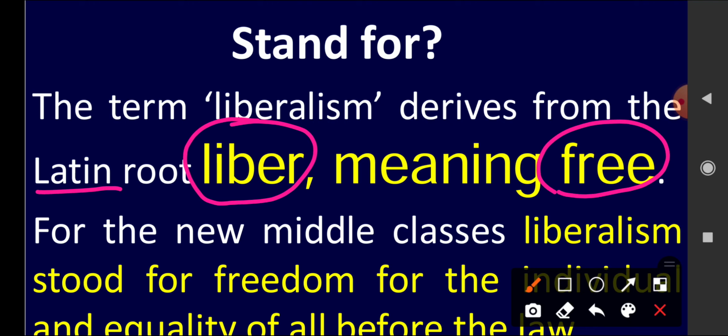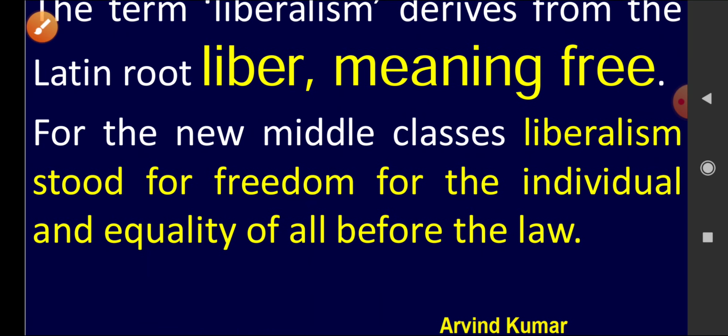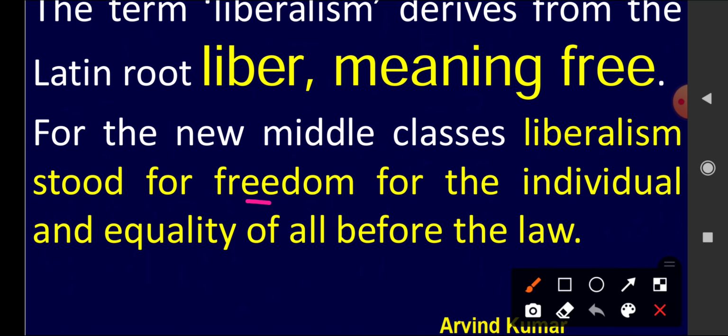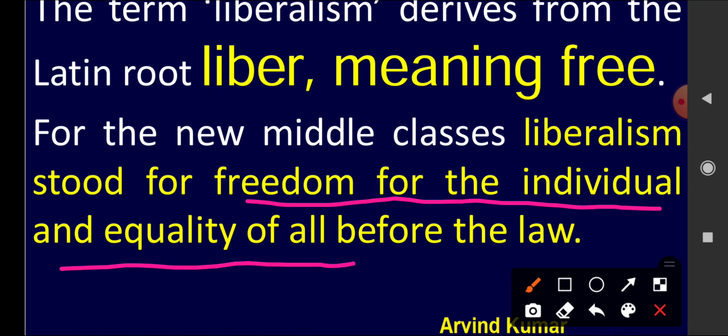So, liberalism stood for freedom for the individual and equality of all before the law. Here you may see in the next paragraph: freedom for the individuals and equality of all before the law. Liberalism simply means freedom to all.